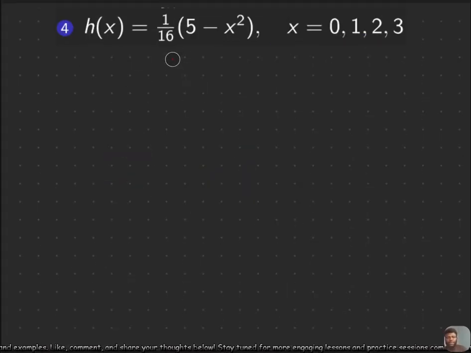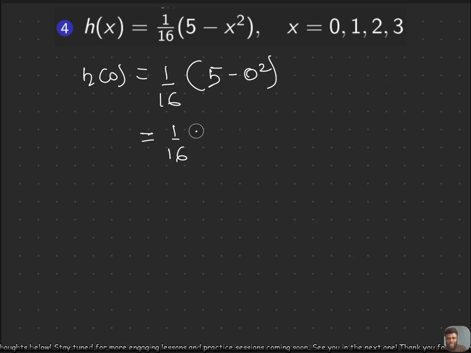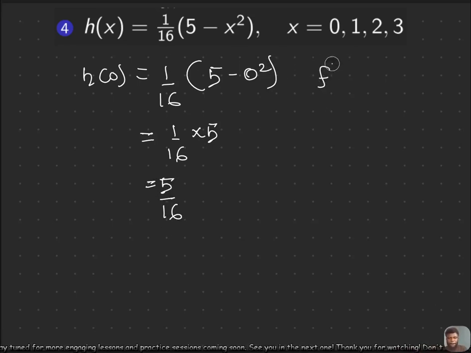h of x being equal to 1 over 16 into bracket 5 minus x squared. The same procedure. We start with our 0, so we have h of 0. That gives us 1 on 16, then into bracket 5 minus 0 squared. Simplifying this gives us 1 over 16 times 5, which is 5 on 16. I do hope you understand all this.